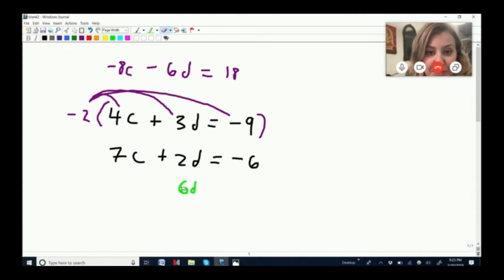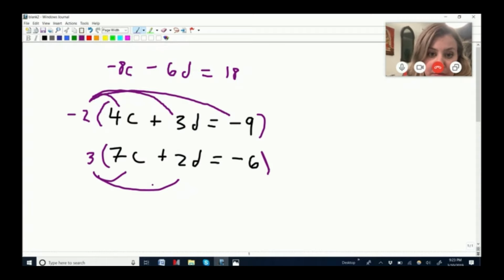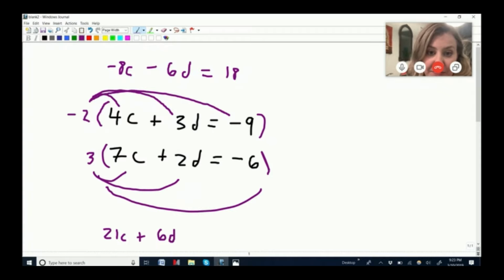So if we want to multiply the other equation, we have to multiply 2d by 3 in order to get the whole thing to match. Exactly. So we are going to obnoxiously multiply this thing by 3, and I'll do it underneath to avoid crowding. So this becomes 3 times 7c. What's that? 21c. 3 times 2d is what? 6d. Positive 6d. Very good.